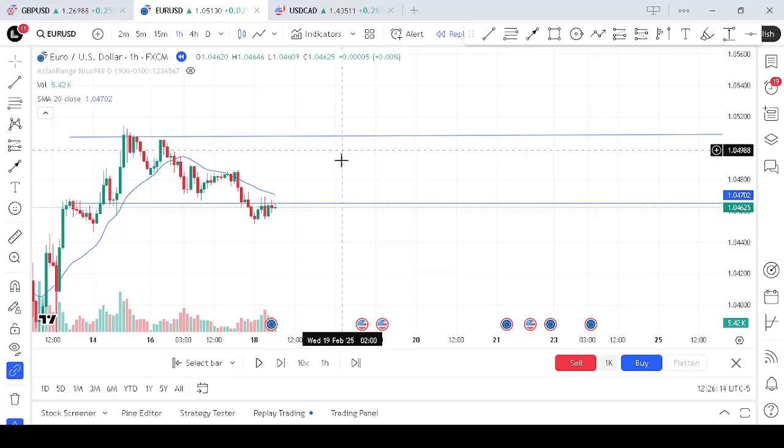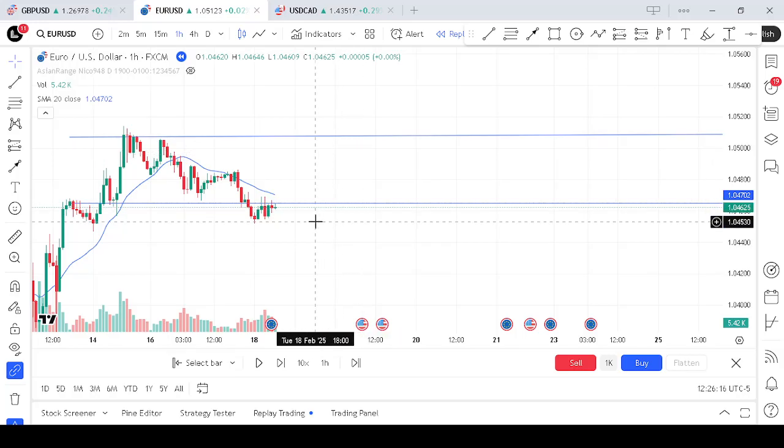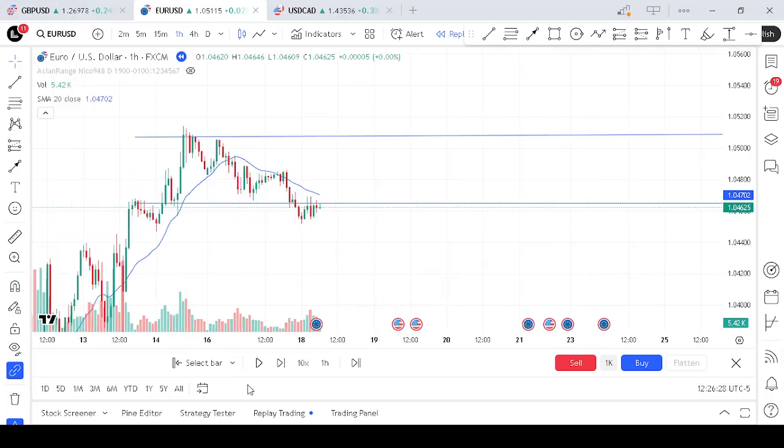Now let's not forget position sizing is crucial. Never risk more than 1 to 2% of your account on a single trade. This rule ensures that you can withstand a series of losses while maintaining trading capital.